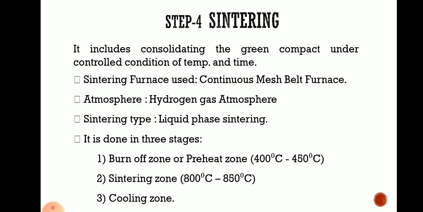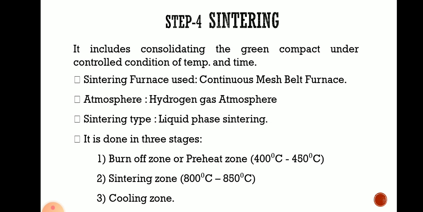In sintering, for this self lubricated bearing, we are using a continuous mesh belt furnace. A hydrogen gas atmosphere is used, because the components are heated and those metals may react with oxygen and oxidize. We have to avoid that oxidation process, that's why the atmosphere is hydrogen gas. For sintering type, we have seen the three types of sintering in previous videos, and from those we are using liquid phase sintering.